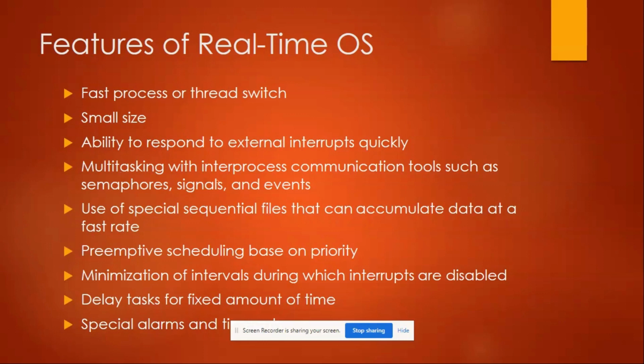Multitasking with inter-process communication tools such as semaphores, signals, and events. The use of special sequential files that can accumulate data at a fast rate. Preemptive scheduling based on priority, which we'll talk about later. Minimization of intervals during which interrupts are disabled. Delay tasks for a fixed amount of time. And special alarms and timeouts.